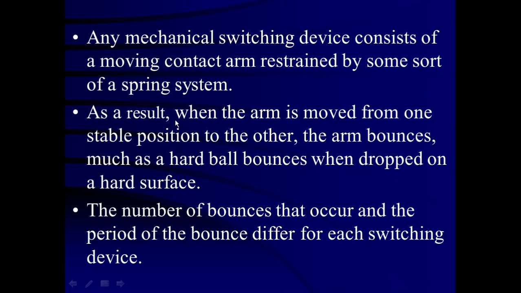As a result, when the arm is moved from one stable position to the other, the arm bounces much as a hard ball bounces when dropped on a hard surface. So you know that when you have some hard ball, maybe some rubber ball or any other ball, and you put that ball on a hard surface like a floor, it bounces. So it makes and breaks the contact with the surface.